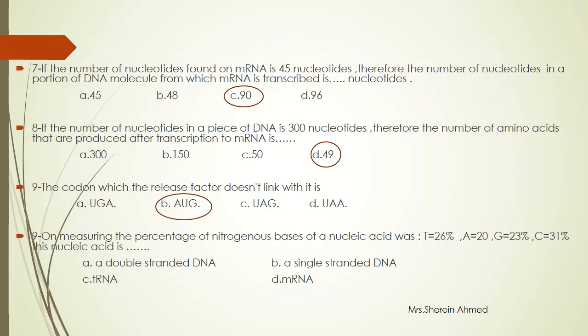On measuring the percentage of nitrogenous bases of the nucleic acid, T equals 26%, A equals 20%, G 23%, and 31% is cytosine. So the nucleic acid is, as we have mentioned before, if they are equal, it's double-stranded. If they are unequal, it's a single strand. And if there is uracil instead of thymine, it's RNA generally. So the answer is a single-stranded DNA.